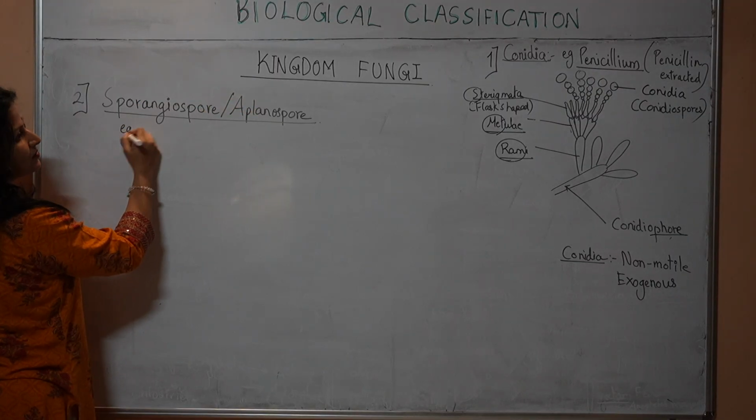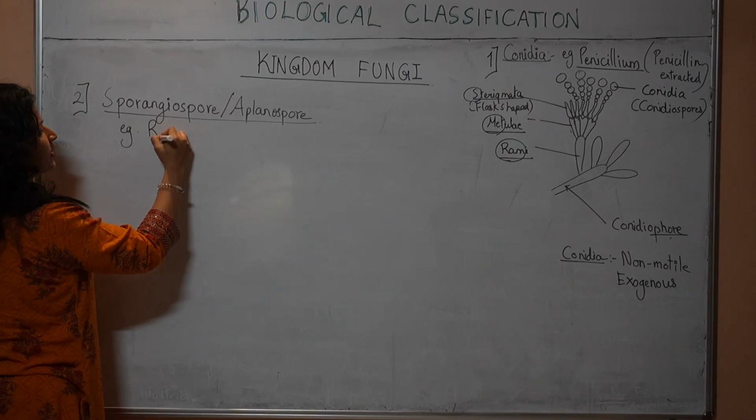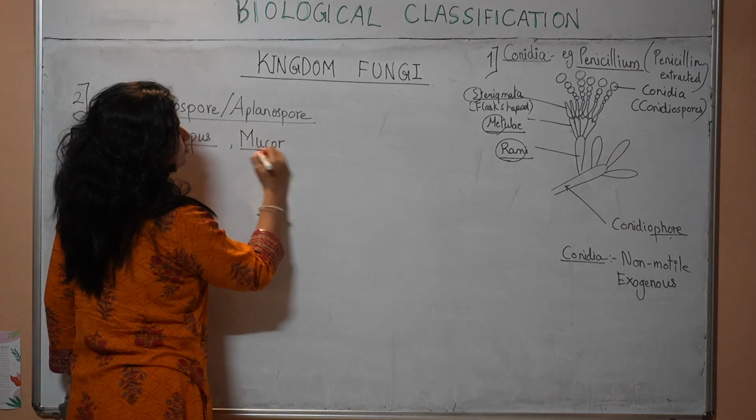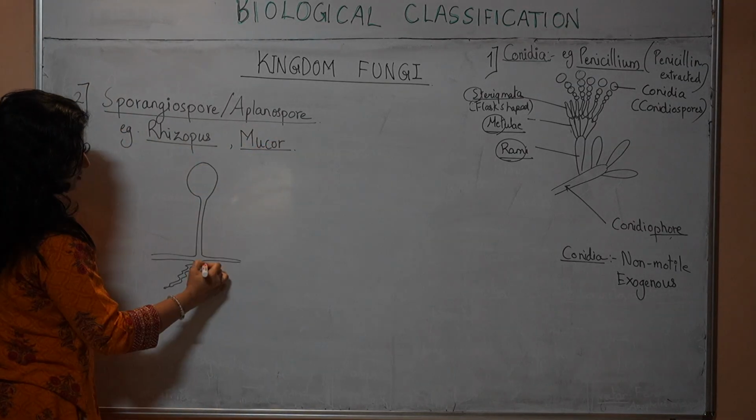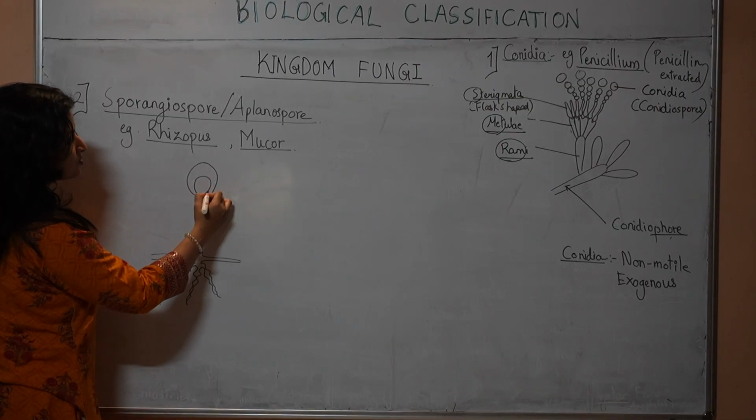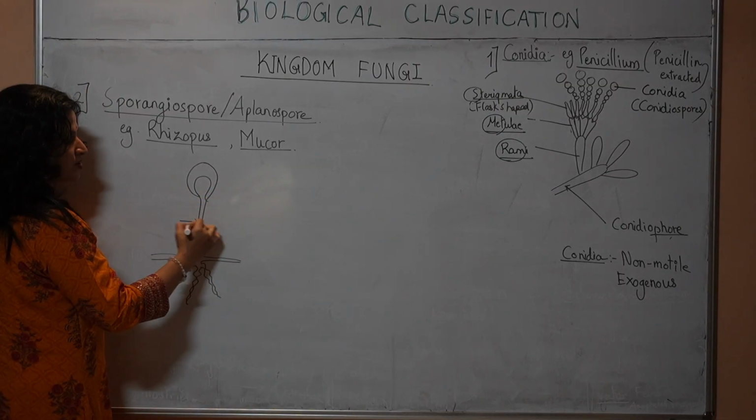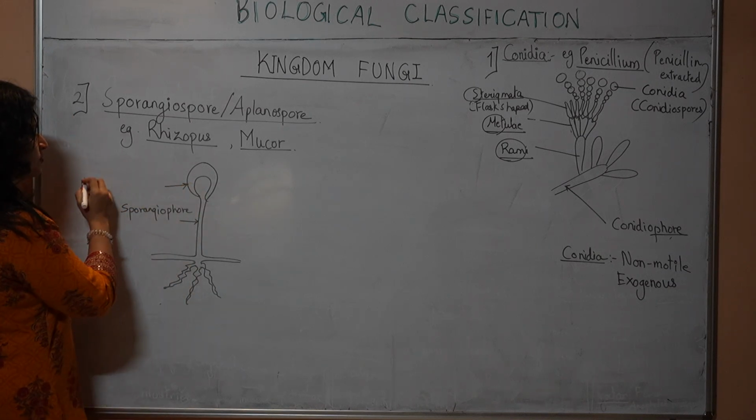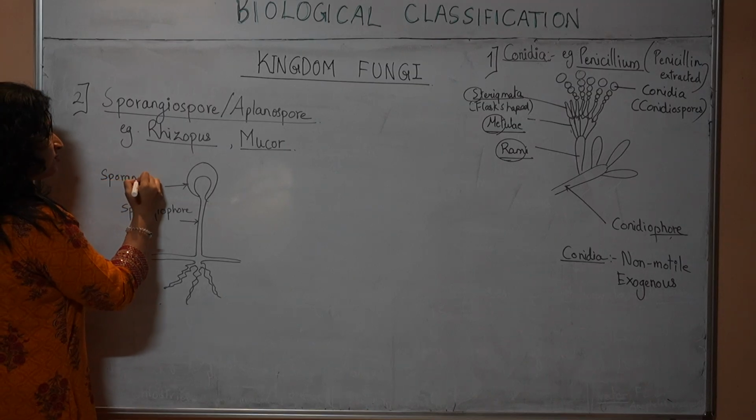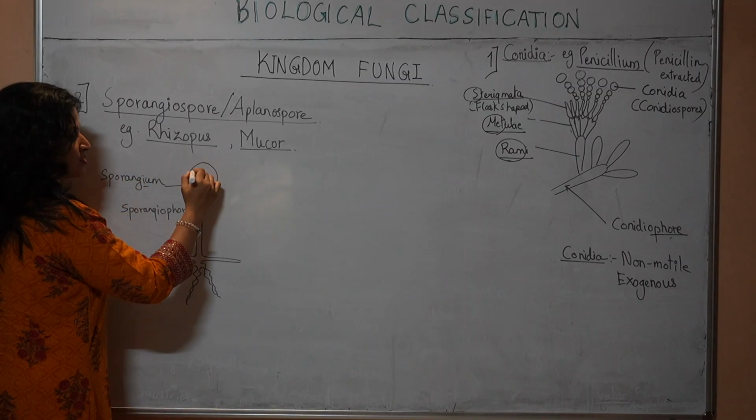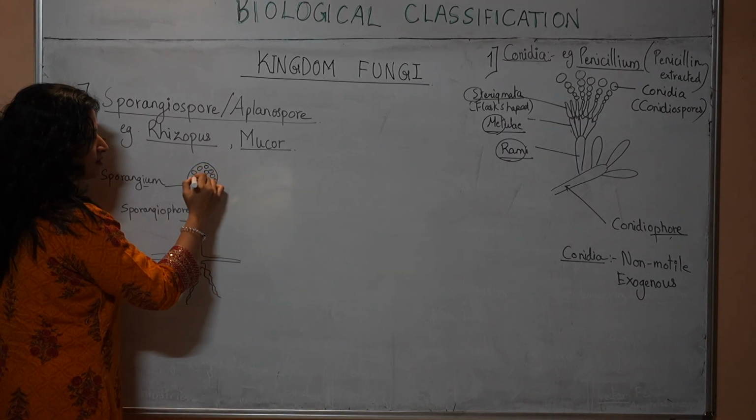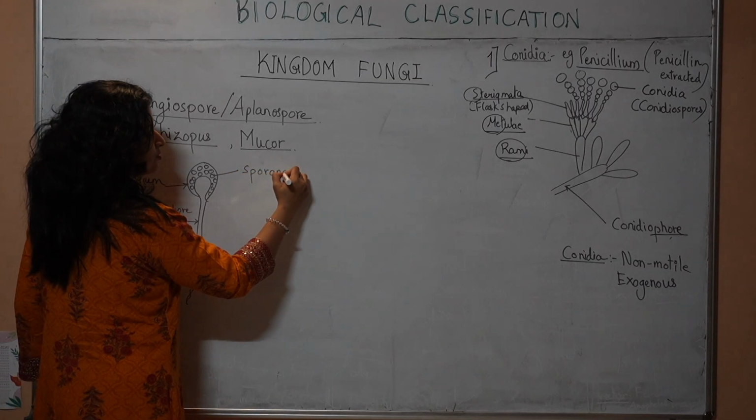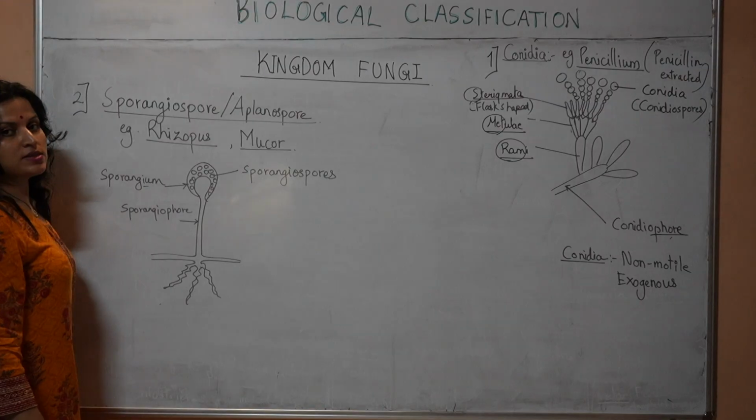For understanding this, we are considering the sporangiospores of Rhizopus, whose structure we had already seen previously. Also, Mucor shows sporangiospores. The structure of this kind of fruiting body was already taught to you, wherein this stalk is called the sporangiophore. The bag-like structure that holds the sporangiospores is called the sporangium. Remember this, and the sporangium inside will bear the sporangiospores, also called the aplanospores.